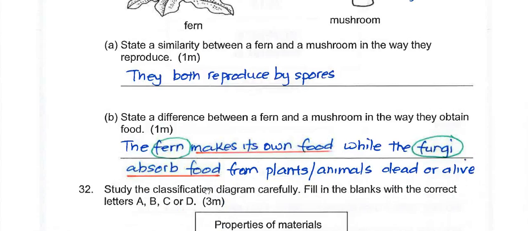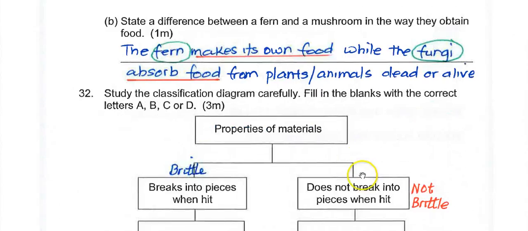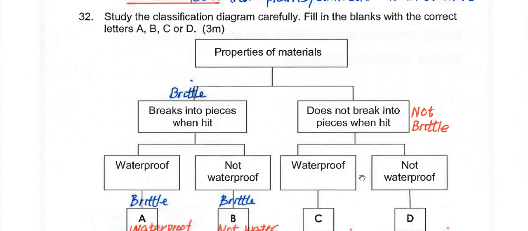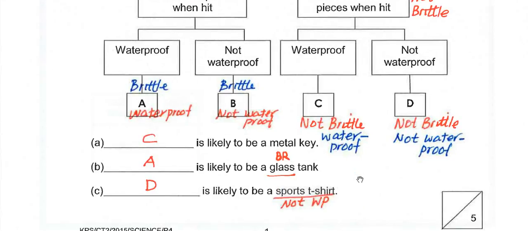Now state the difference between the fern and the mushroom in the way they obtain food. The fern makes its own food, while the fungi, or mushroom, absorb food from plants or animals, whether they're dead or alive. Let's go on to 32. Now this classification diagram, right? Fill in the blanks underneath here.